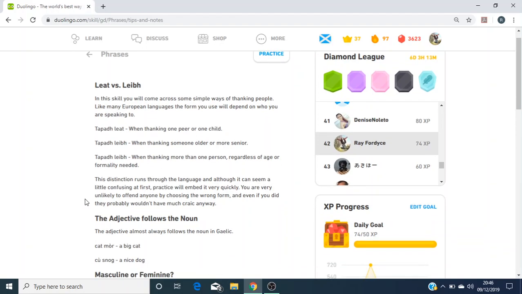This distinction runs through the language, and although it can seem a little confusing at first, practice will embed it very quickly. You're very unlikely to offend anyone by choosing the wrong form, and even if you did, they probably wouldn't have much crack anyway.